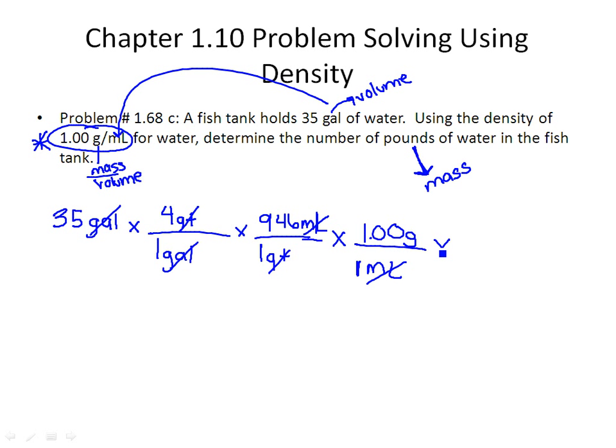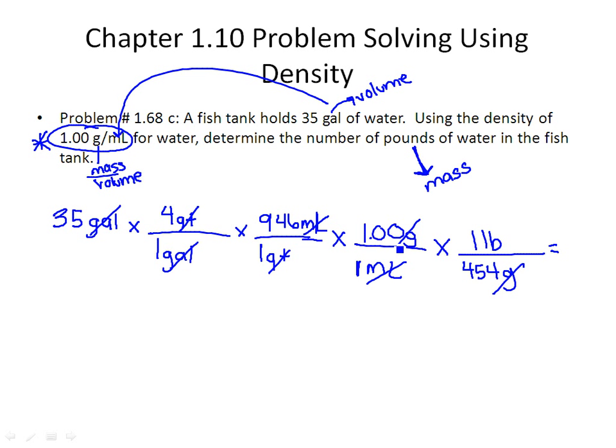Keep in mind here, if the density wasn't 1, if it was 1.2 or whatever, here it's 1 over 1, which equals 1. But it still needs to be put in our equation so that we can see how we get from volume to mass. Now we've got to go to pounds. If we look at our conversion sheet, there are 454 grams in 1 pound. And then we can stop. Grams cancel. We're left with pounds. So now we can determine the pounds of water in the fish tank.